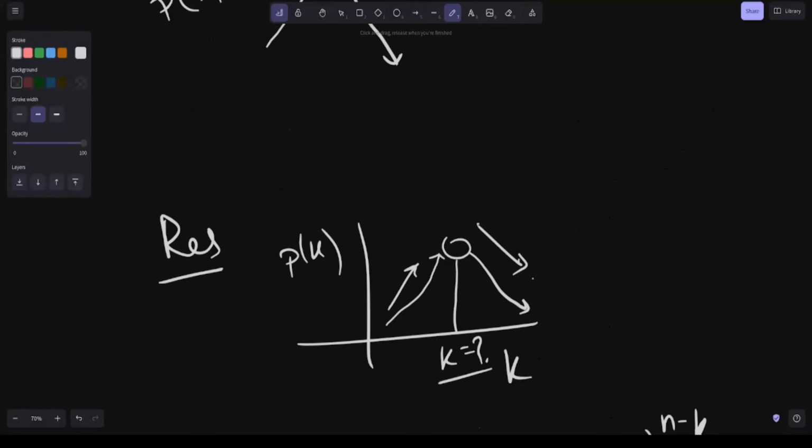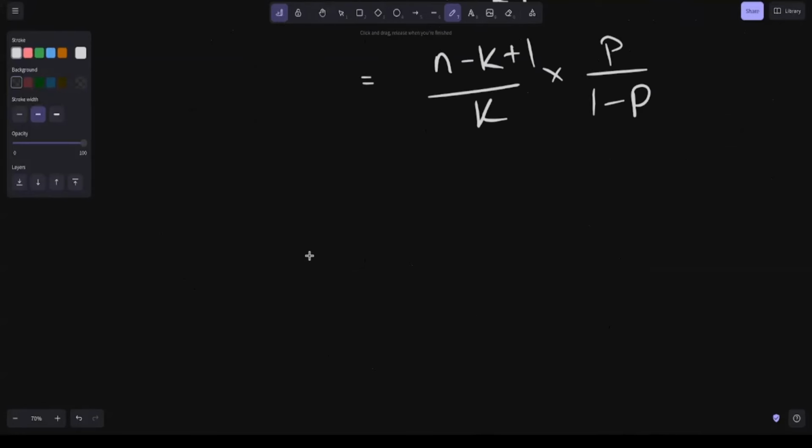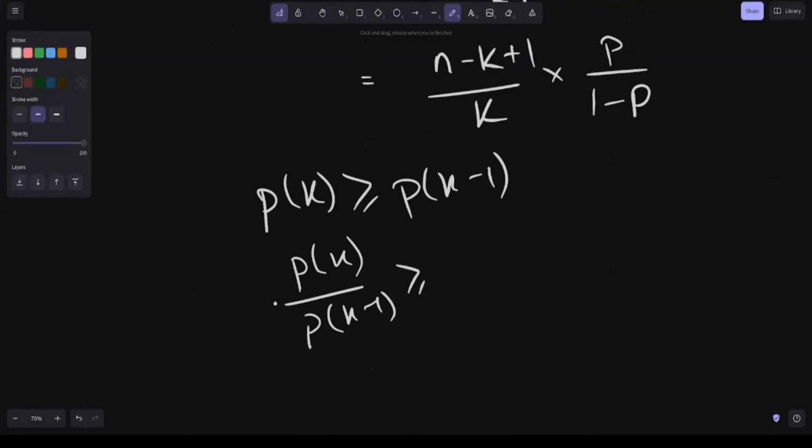So if it is decreasing, we are considering this value to be pk minus 1, and this value to be pk. Or maybe let's take the reverse thing. Let's say this is pk, and just before it, it's pk minus 1. So this is true for pk greater than or equal to pk minus 1. So pk greater than pk minus 1 would become what? pk by pk minus 1 greater than or equal to 1, or (n minus k plus 1) by k into p by (1 minus p) greater than or equal to 1, right?